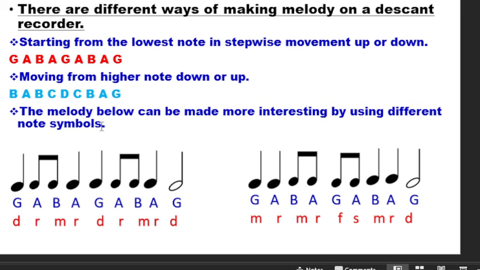There are different ways of making melody on the descant recorder. First, starting from the lowest note in stepwise movement upward or downward: G A B C, G A B, B A G. You can also move from the higher notes down or up. The melody can also be made interesting by using different note symbols. That's how you can play them on the descant recorder. This one is very important, the way we can play this on the descant recorder.